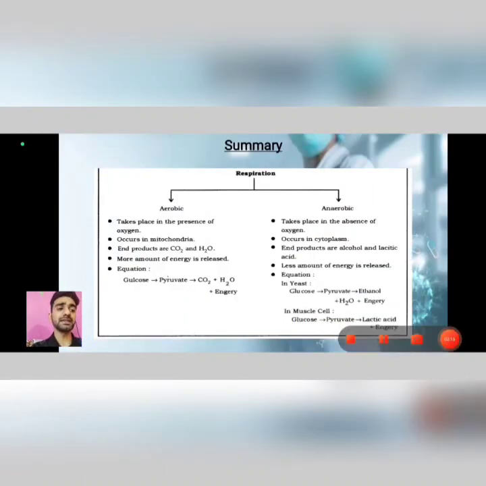Now if we summarize, aerobic respiration takes place in the presence of oxygen, and anaerobic in the absence of oxygen. In aerobic, mitochondria are involved, and anaerobic takes place exclusively in the cytoplasm. In aerobic, the end products are carbon dioxide and water, and in anaerobic, the end products may be alcohol or lactic acid. In aerobic respiration, a larger amount of energy is released, but in anaerobic, a very small amount of energy is released, right? The equation we have already discussed.